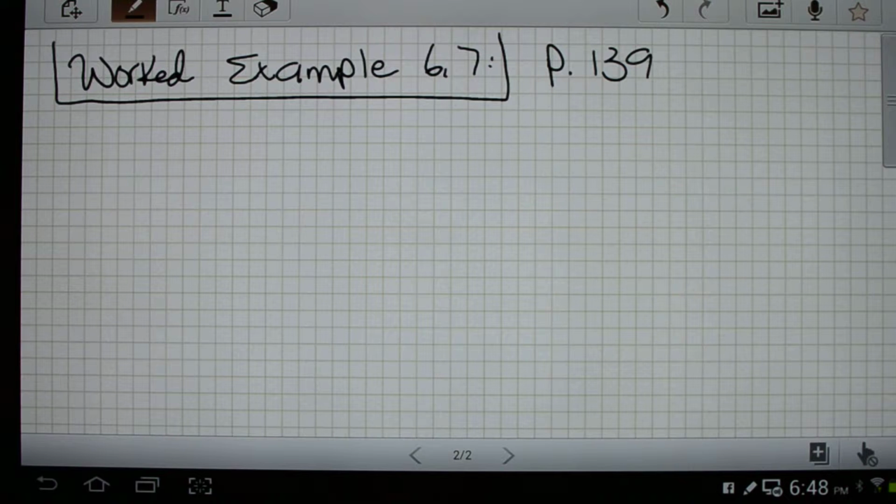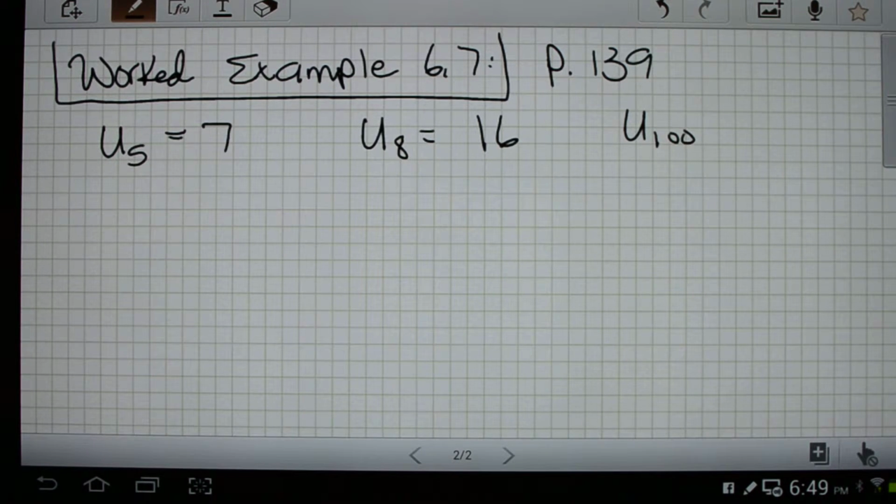So it says the fifth term, u5, we start taking shorthand, u5 is 7, and the eighth term is 16. What is the 100th term? So u100 is equal to question mark. Okay, well, they just jump right into it. We're not actually really using the formula. We're actually going to do simultaneous equations, sort of, because they don't give us the common difference. Now, we could find the common difference.